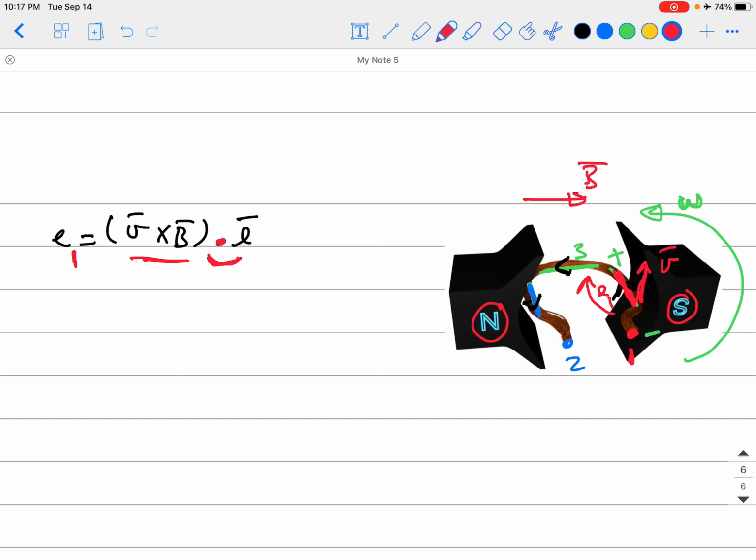Okay, guys? I'll do the same with conductor 2. It will be the same idea. But now V will be pointing down like this, because it's rotating anti-clockwise. And B is still in the direction here. If you apply the right hand rule again, it will give you the direction of the induced voltage coming out like this. So that is E2. That means you have a negative inside here and a positive outside there.